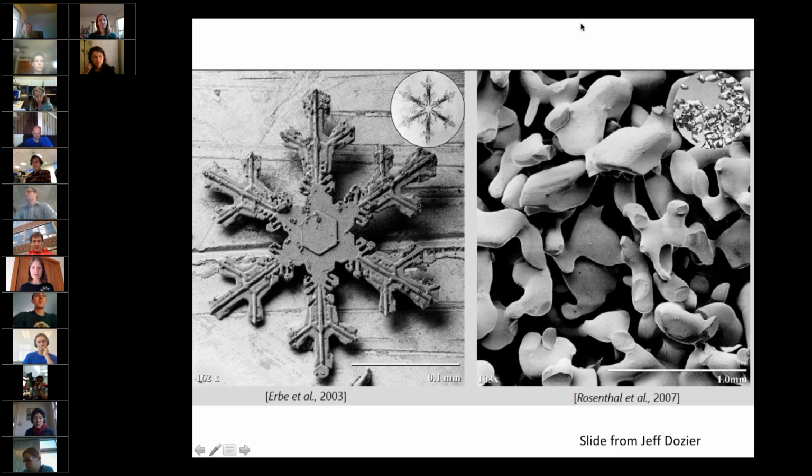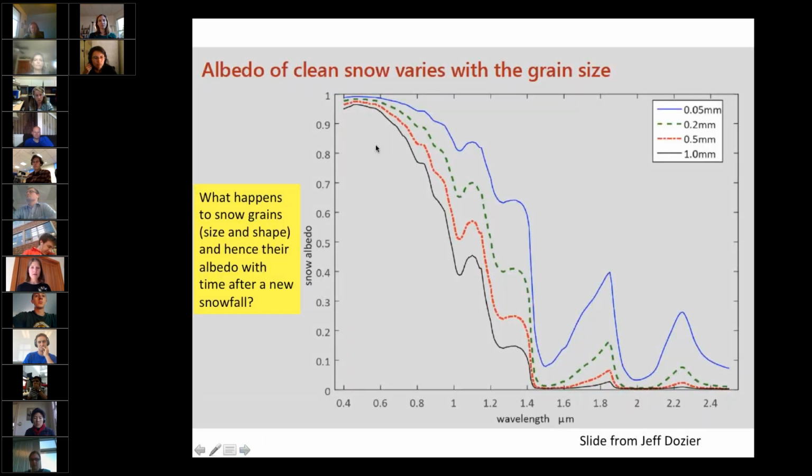So here's just a picture of grain size. So here's your snowflake, and you can see the scale bar here is 0.1 millimeter. And then you can see some snow that's been sitting around, and the scale length drawn here is 1 millimeter. So it's a factor of 10 larger than the one on the right. All right, so we know how the albedo of clean snow varies with grain size. And we just looked at two pictures through an electron microscope.